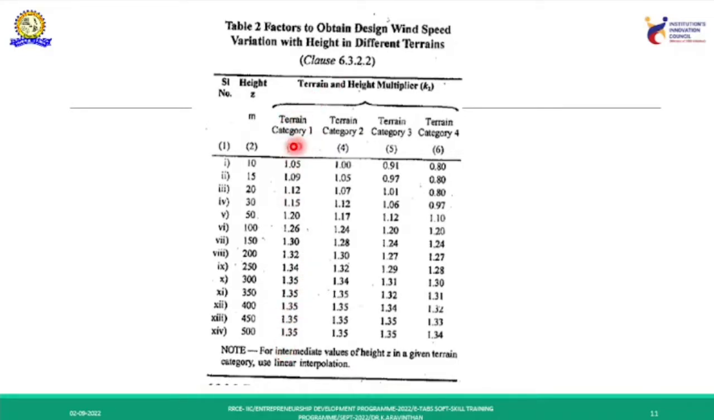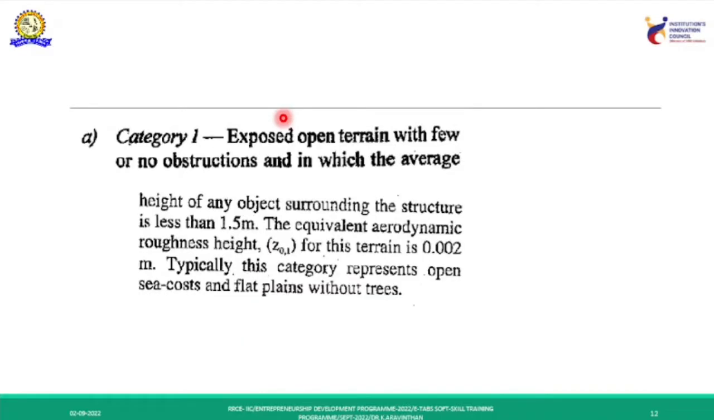If you are in terrain category 1. What do you mean by terrain category 1? It is exposed open terrain with few or no obstructions. This is what I said: a coastal area, open sea coast and flat plains without trees. If you are living in a desert, you will have sandstorms. If you are living at a seashore, you will have a high amount of wind. So without the trees, you have to consider your category as number 1.